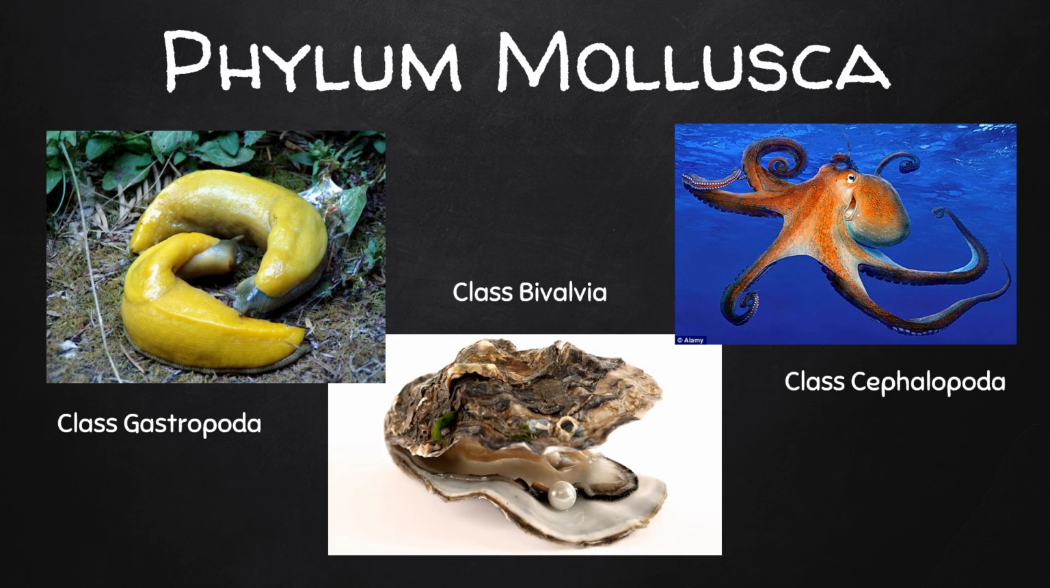Animals in phylum Mollusca have soft bodies and hard shells on the inside or outside of their bodies. This phylum is divided into three main classes. Class Gastropoda includes snails and slugs. Class Bivalvia are animals with two shells, like clams and oysters. Class Cephalopoda includes octopi and squid.